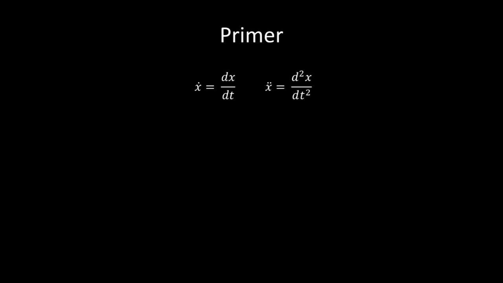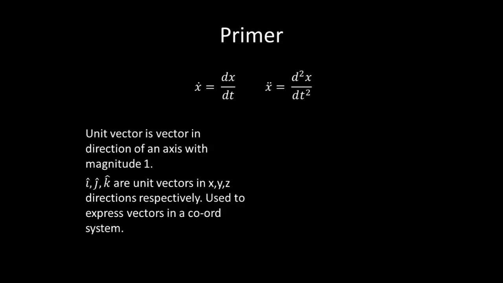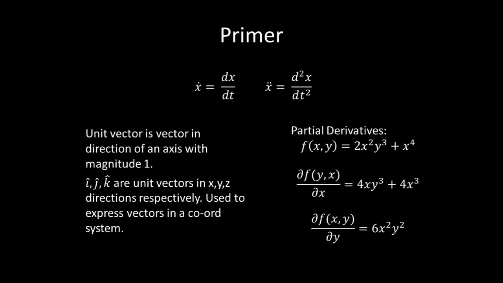In this case, if a variable has a dot on top of it, that is just notation for the time derivative. 2 dots is a second order derivative, and so on. Next are unit vectors, which you should have seen before, but are just vectors of magnitude 1 that go in the direction of the x, y, and z axes and are labelled i hat, j hat, and k hat. Finally, partial derivatives. This is where you take the derivative of a function that contains two variables, but you're only interested in how that function changes with respect to one of those variables. So you treat all the other variables as if they were just constants. It is that simple.